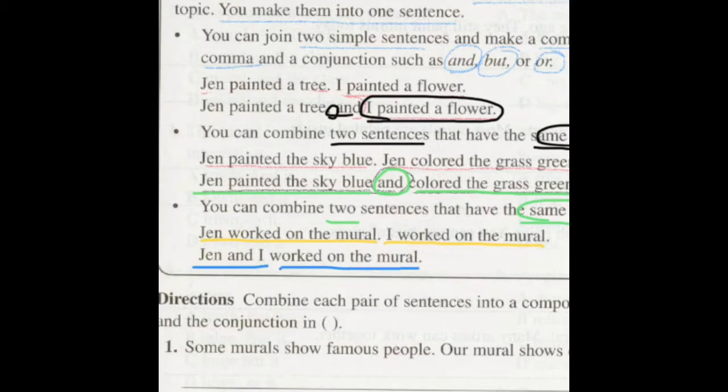Now I do have this second sentence here, I worked on the mural, which is the same right here, but before the conjunction we just have the word Jen. And since we just have the word Jen, that's not a complete sentence, and then we don't have a comma in this sentence right here.